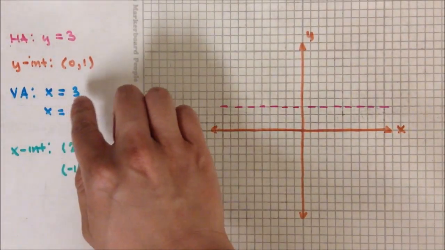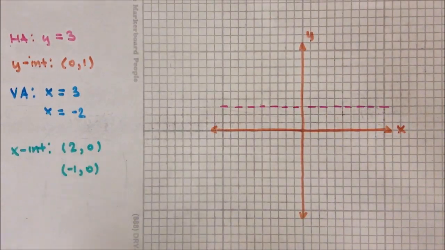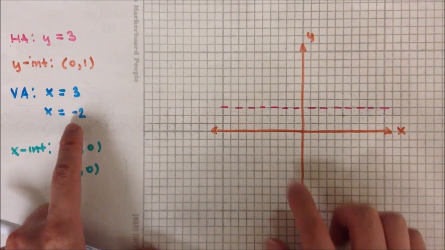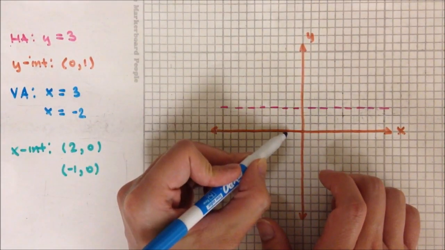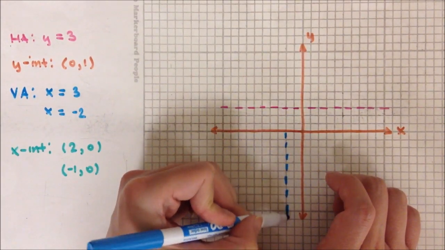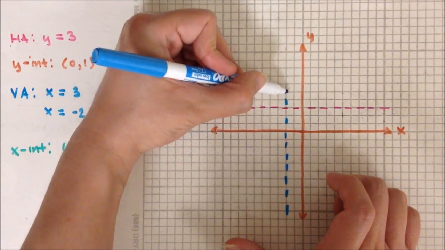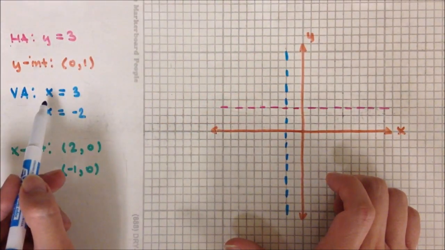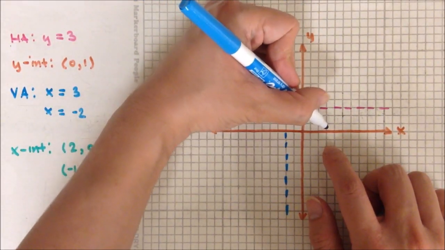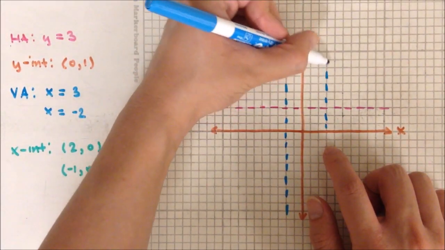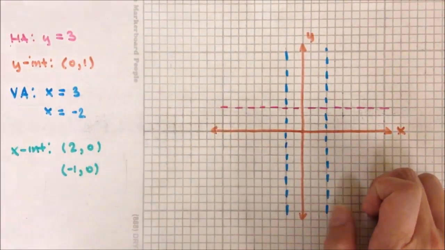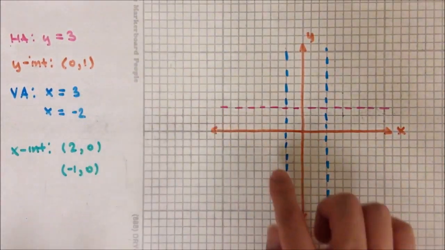Next, I'm going to draw my vertical asymptote. It's going to be a vertical line going through the x-axis. So x equals negative 2 is going to be over here where x is negative 2. So it's going to be a vertical asymptote. And then x equals 3, so 1, 2, 3, right here. This is going to be my second vertical asymptote. Since you have two vertical asymptotes, you have two vertical lines.